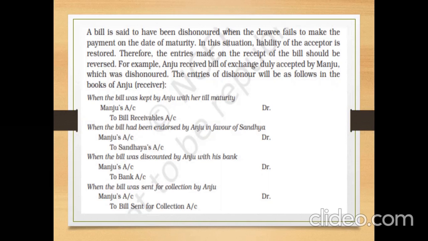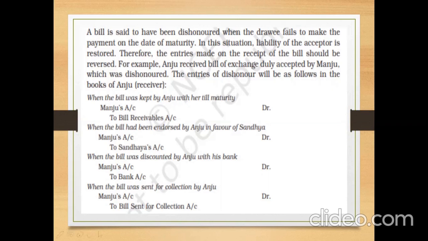When the bill was kept by Anju with her till maturity, Manju's account debited to bills receivable. Here, this is in the books of Anju, who is drawer. When the bill had been endorsed by Anju in favor of Sandhya, Manju's account debited to Sandhya. When the bill was discounted by Anju with her bank, Manju's account debited to bank. When the bill was sent for collection by Anju, Manju's account debited to bill sent for collection.